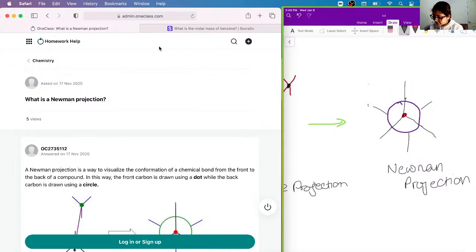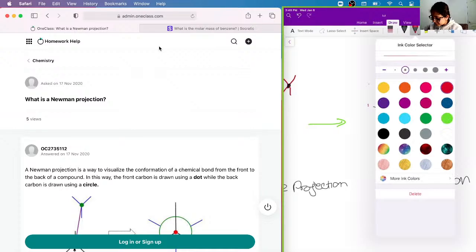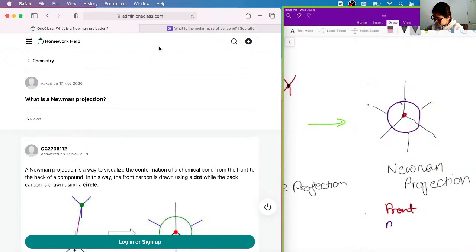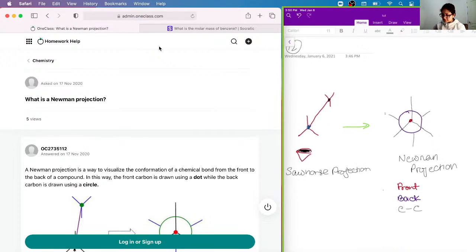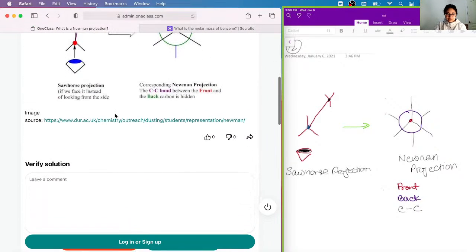Okay, this is where the front is red, and the back is basically your purple, which is the circle. The black lines here represent the carbon-carbon bond. And so this is basically a Newman versus a Sawhorse projection. Okay, this is what we have got here, and this is correct.